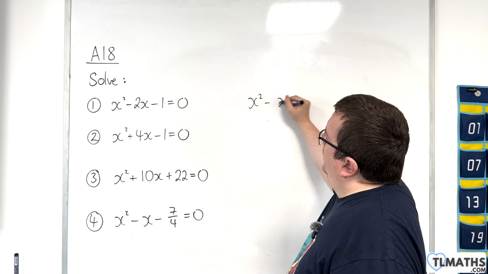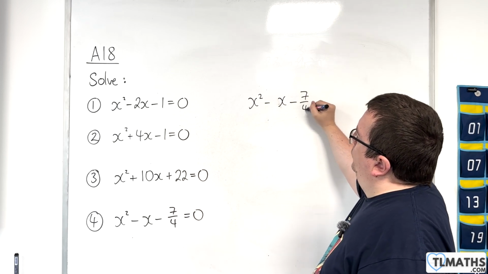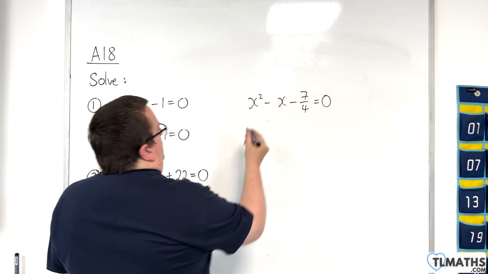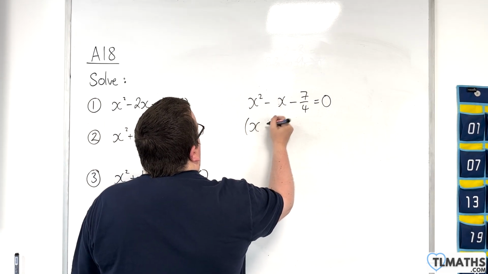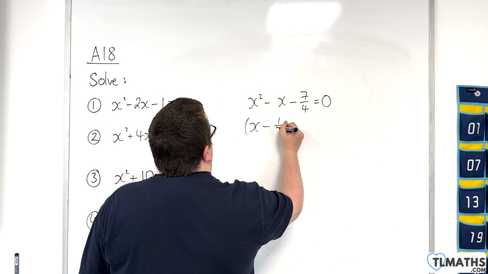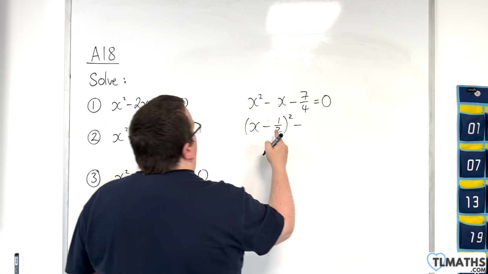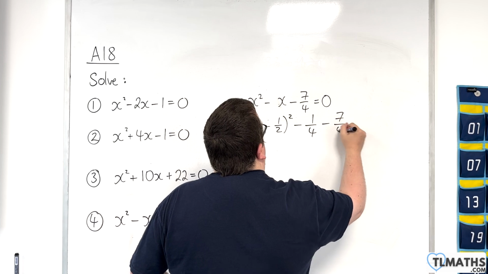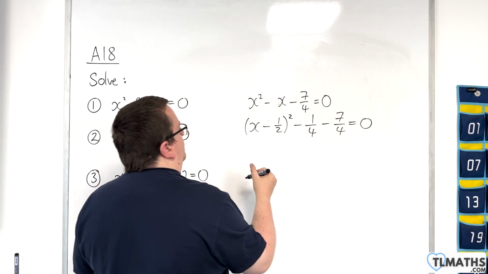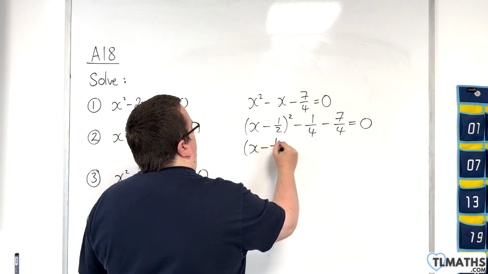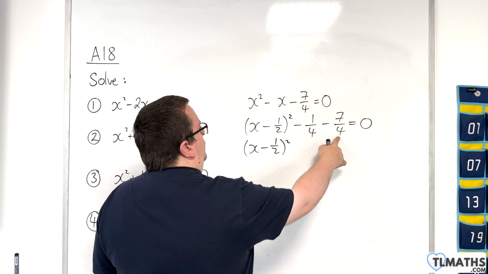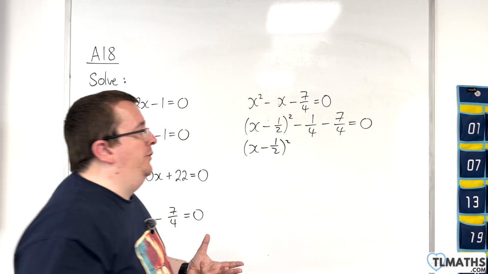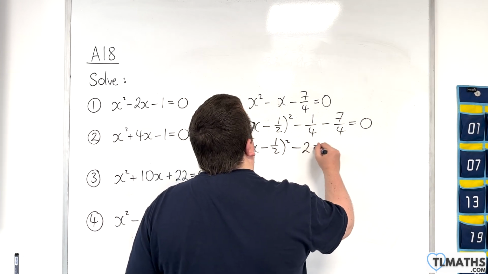x squared take away x take away 7 quarters is equal to 0. So complete the square, x and then half of 1, so take away minus a half squared. Take away that squared, so take away a quarter, take away 7 quarters is equal to 0. So let's tidy. Minus a quarter take away 7 quarters is minus 8 quarters. 8 quarters is 2. So we get minus 2 is 0.